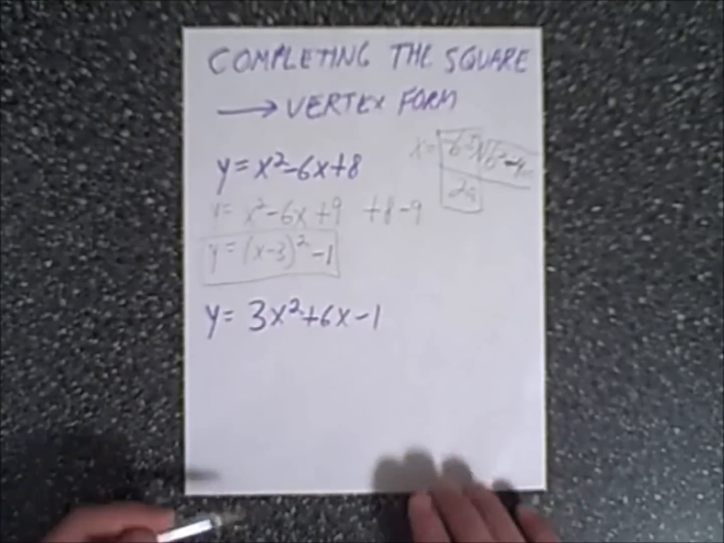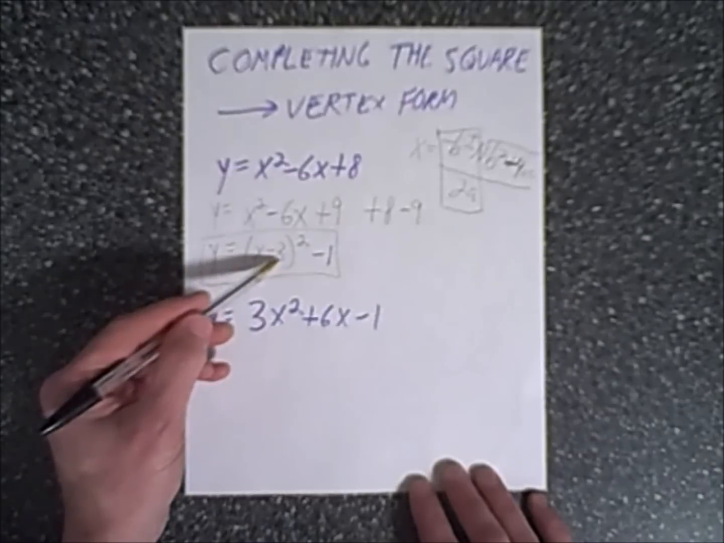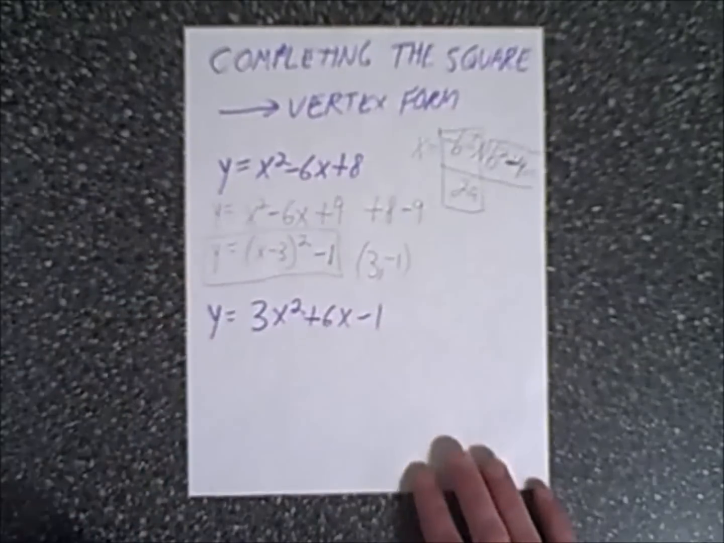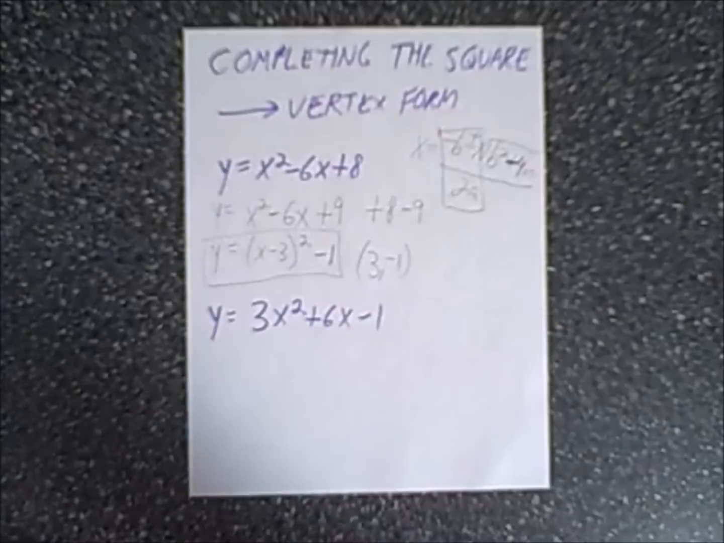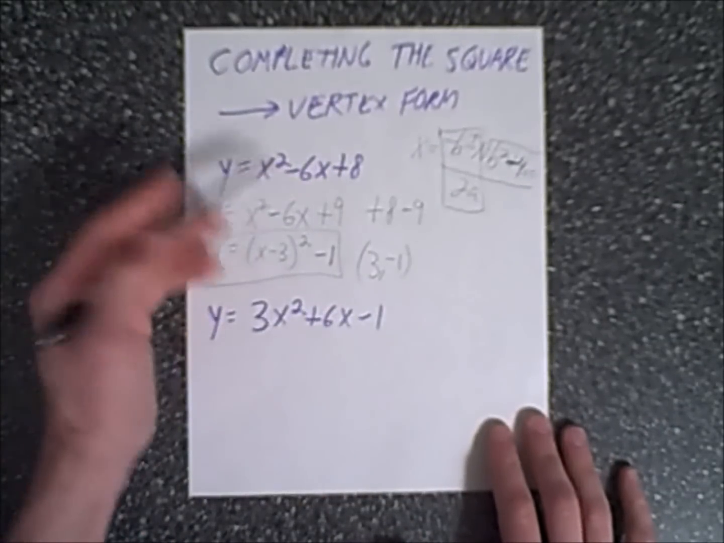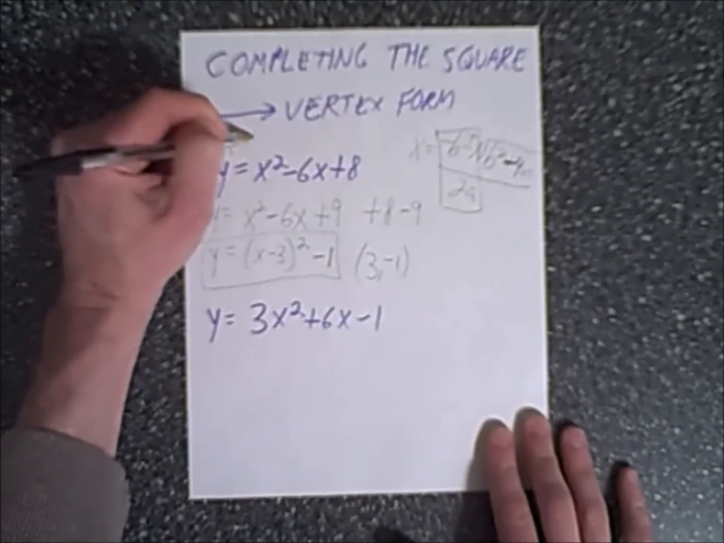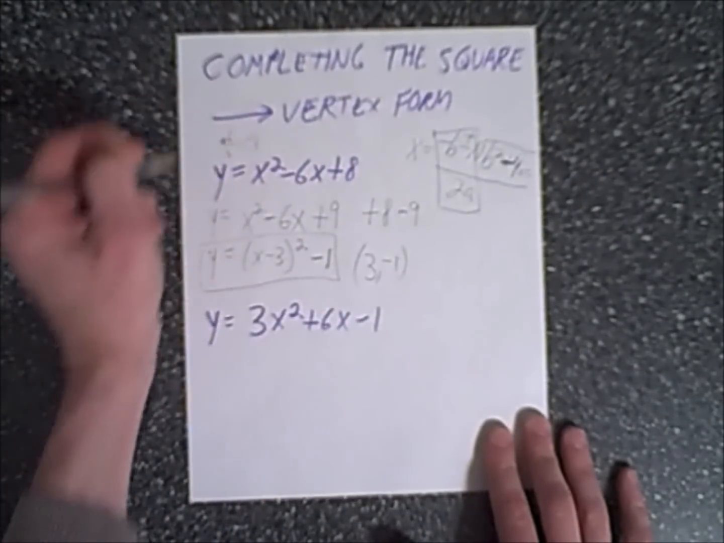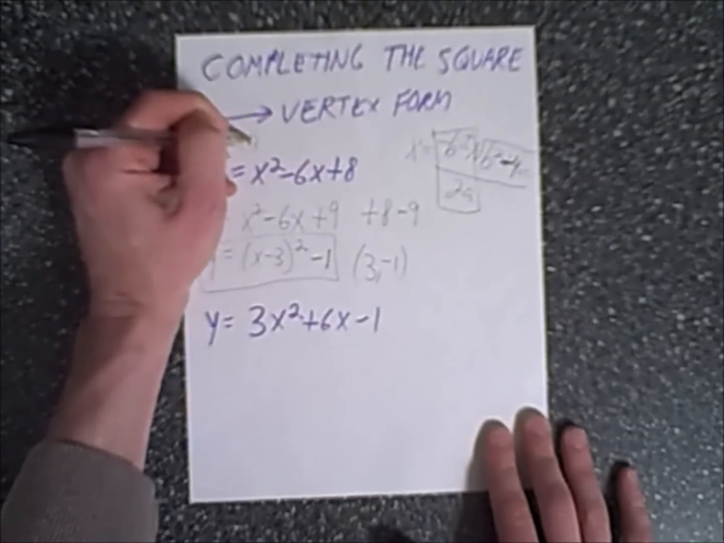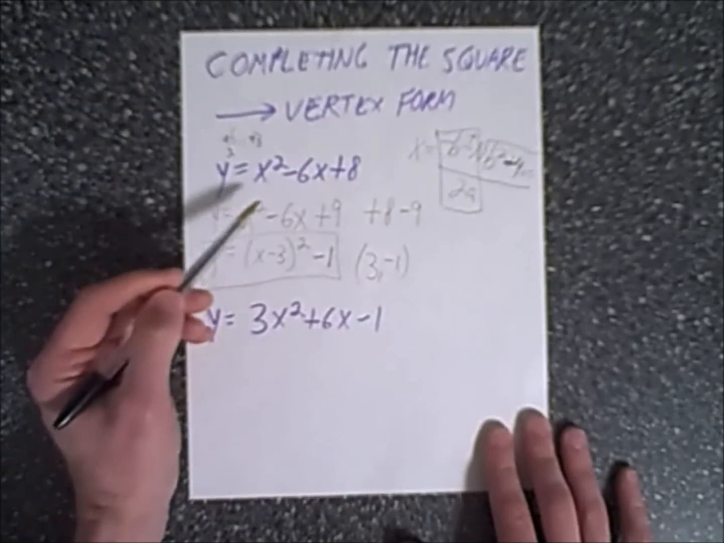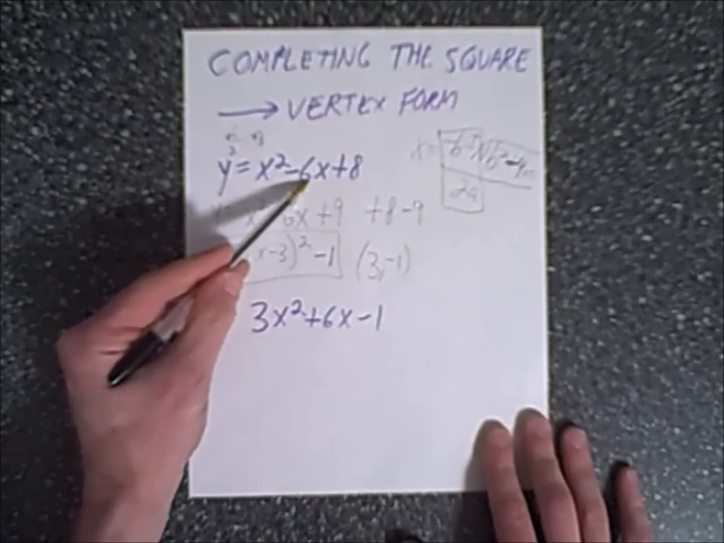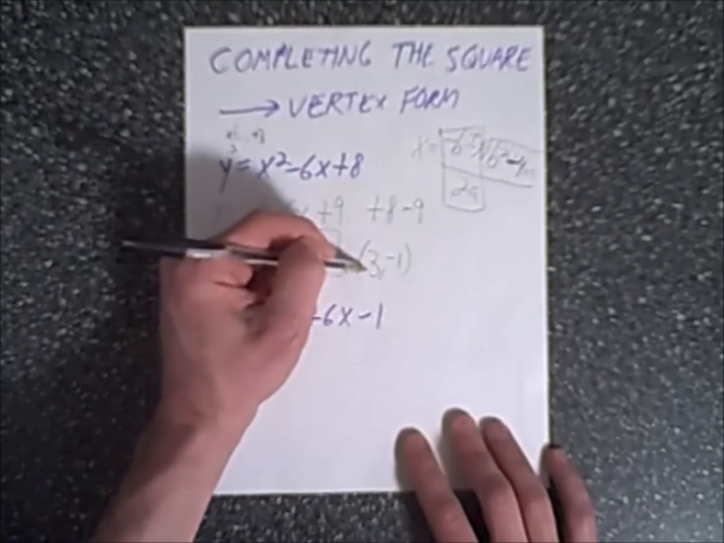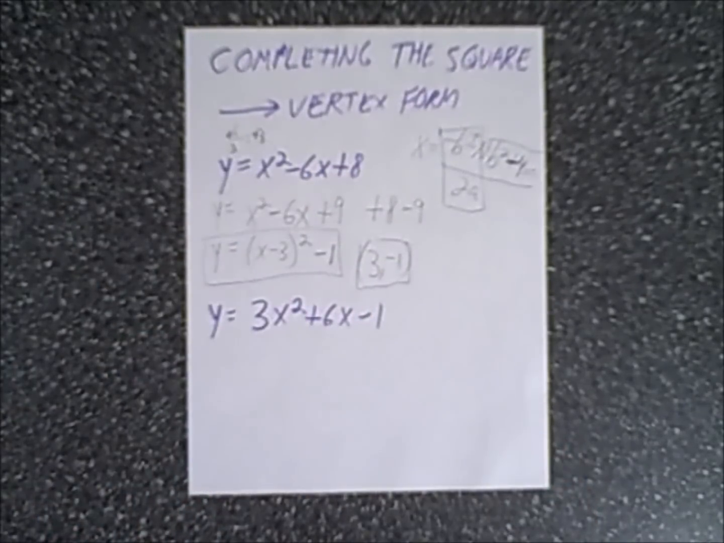And what is the vertex? As you remember, here's the h value, which is positive 3, and k is negative 1. So (3, negative 1) is the vertex. And of course, we could quickly check that. If we were to take negative b over 2a, b is negative 6, so it's positive 6 over 2, which is positive 3. And if we plug 3 in, we get 9 minus 18 is negative 9, plus 8 is negative 1, and we get the same answer. So it's another way of recognizing how everything is interrelated.